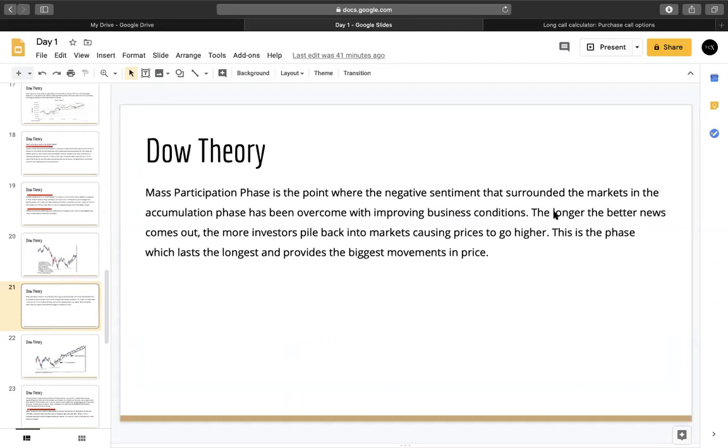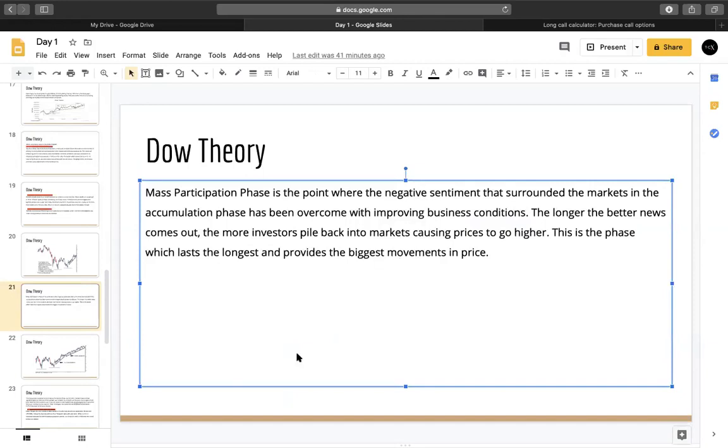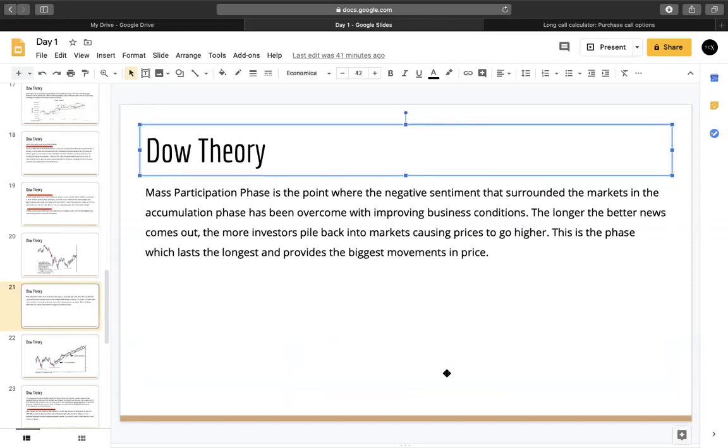The longer the better news comes out, the more investors pile back into markets, causing prices to go higher. This is the phase which lasts the longest and provides the biggest movements in price. Okay?